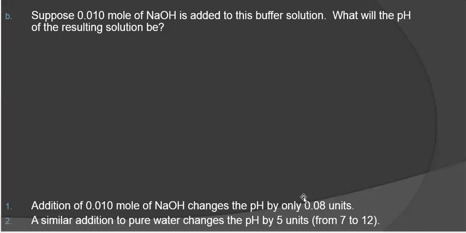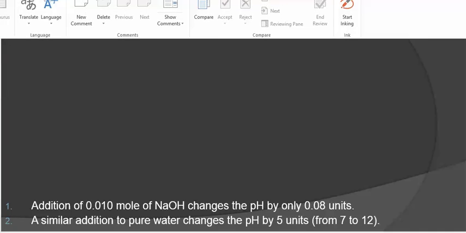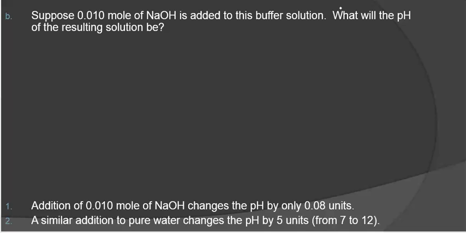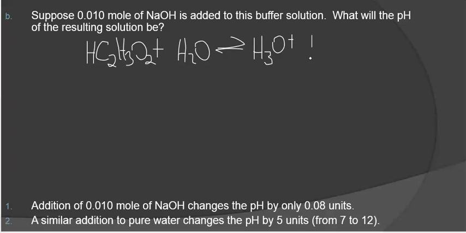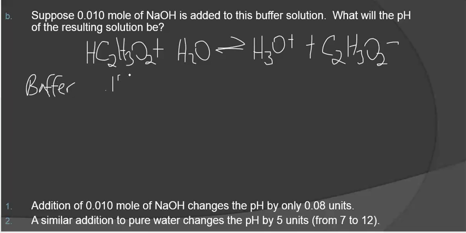So let's look at part B of this problem. We had my buffer solution. Now we're going to add NaOH to the buffer solution. What will the pH be after I add NaOH? Okay, here's my equation. Okay, the buffer solution, we had a concentration of 0.1 for acetic acid. My H3O was 1.7 times 10 to the negative 5 molar, and my acetate ion was also 0.1. These are the concentrations in the buffer solution.